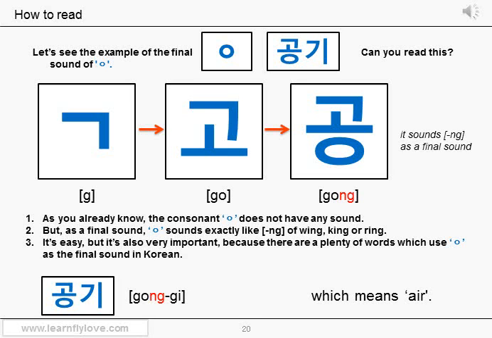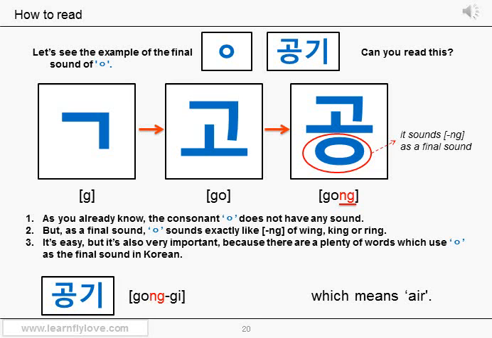And how does the round thing on the bottom sound? It sounds like NG in English. Some might not understand what it means. It sounds like the NG of wing, king, or ring. It has sound, okay? So, ku, ko, kung, kung, okay? As you already know, the consonant ing does not have any sound as an initial consonant in a block. But as a final, ing sounds exactly like the ng of wing, king, or ring. If you think of it this way, it would be easier to remember.